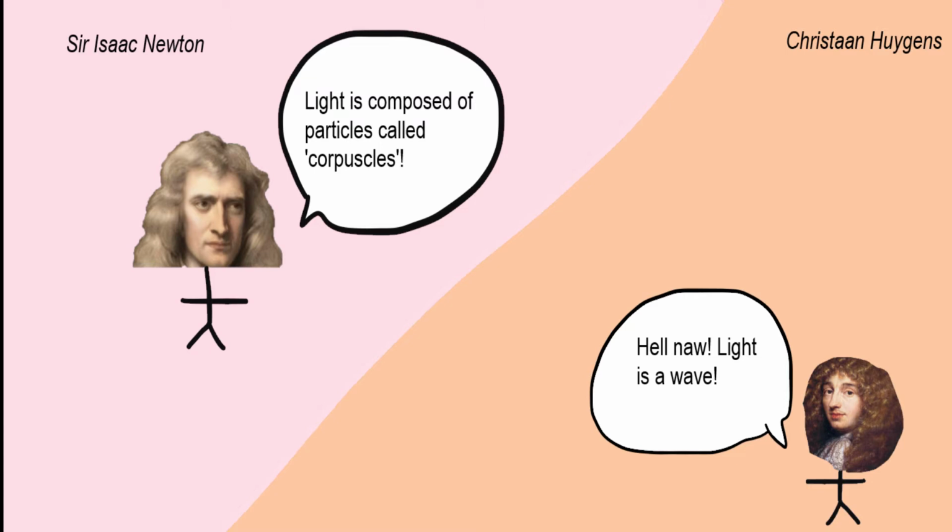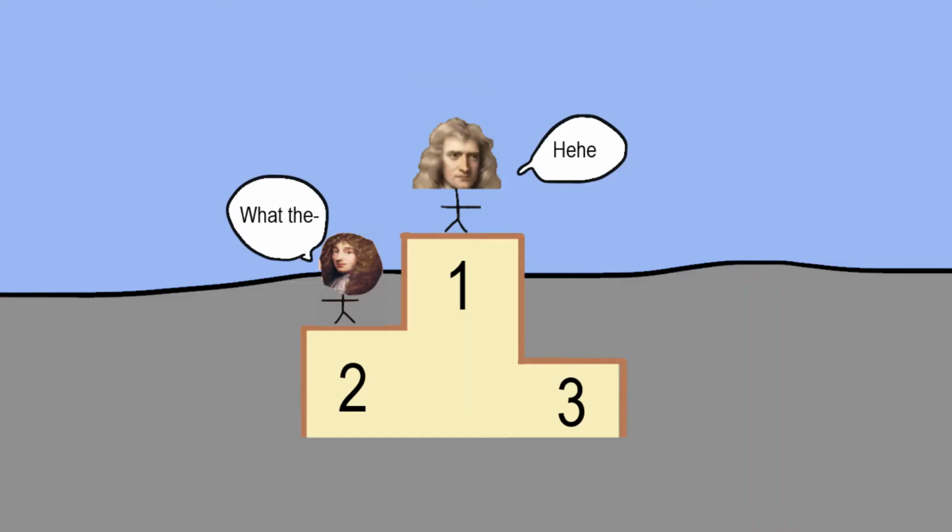According to Newton, light was made up of particles that he called corpuscles, and according to Huygens, light was a wave. These two theories did have their own pros and cons, but the corpuscle theory was far more popular, as Newton and his laws of motion reigned supreme at the time.